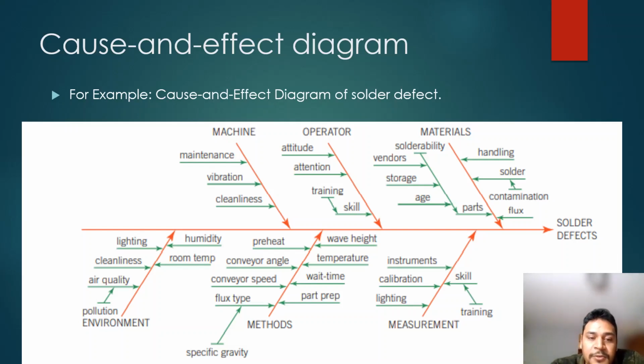Examination of the materials branch shows that there are four factors directly affecting materials in regard to solder defects: the parts themselves, the handling of the materials, and the solder and flux used in the process. The chart points out that contamination can affect the solder's performance, and also the big issue affecting the parts is solderability. In this case, the branches go to lower levels from the rib, noting that solderability can be affected by the vendor supplying the parts and the storage of the parts before use.